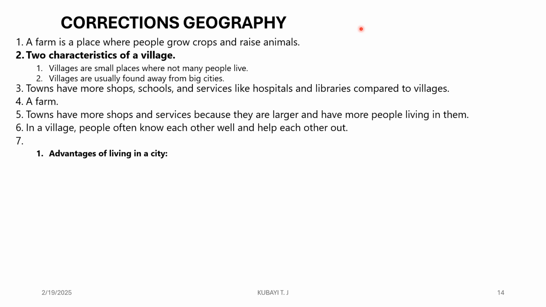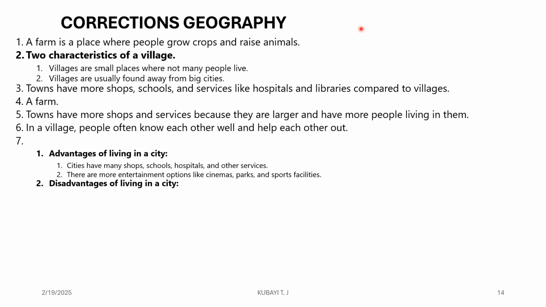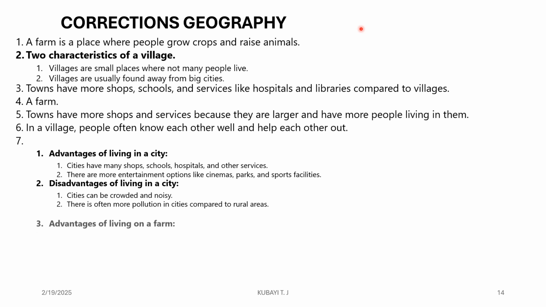Let us look at the advantages of living in a city. Cities have many shops, schools, hospitals, and other services. There are more entertainment options like cinemas, parks, and sports facilities. Let us look at the disadvantages of living in a city. Cities can be crowded and noisy. There is often more pollution in cities compared to rural areas.